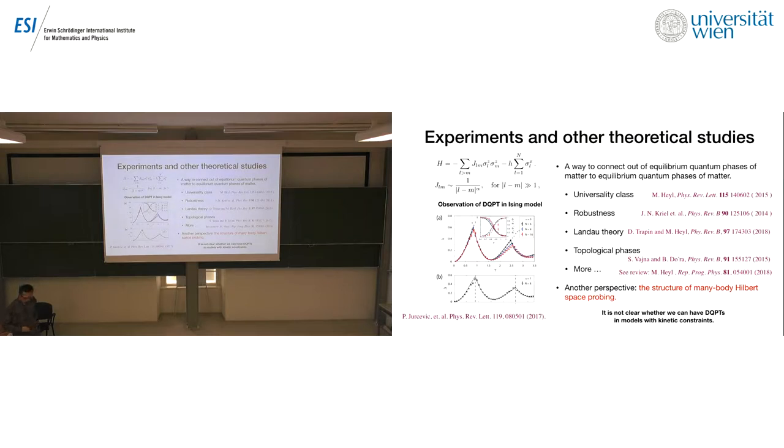One of the questions is that the study of this dynamical quantum phase transition focuses mostly on 1D systems. One question that is not yet answered is whether we can observe this kind of dynamical quantum phase transition in a constrained system like a lattice gauge theory in 1D or even 2D.